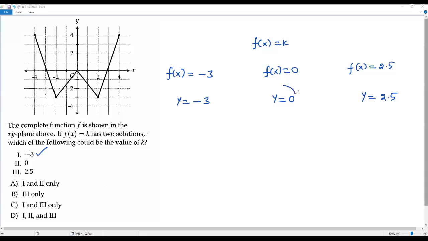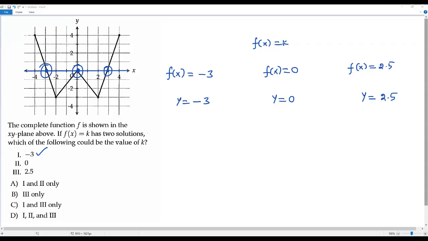Okay, now let me verify this one, that is when k is equal to 0, whether the equation has two solutions or not. For that, what I have to do is the same thing. I have to draw a horizontal line through the value 0 on the y-axis. So here we have 0, y equals 0 actually is nothing but the x-axis. So now let me draw a horizontal line along the x-axis. Now let's check in how many points the horizontal line I have drawn along the x-axis intersects the given graph. 1, 2, 3. So it intersects the given graph at 3 points.